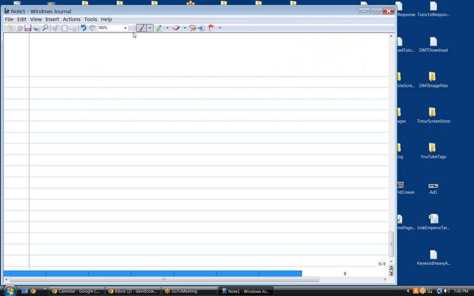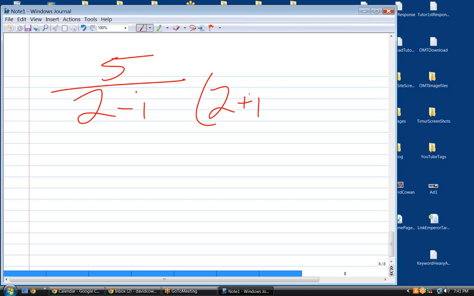What else you got, Mina? 5 over 2 minus i. What am I going to do with this? Multiply by 2 plus i, the conjugate. Make sure you say multiply top and bottom, because the only thing I'm really allowed to do to any fraction is multiply it by the number 1. Any other number changes its value. I can multiply it by 1, and I can make my 1 look like anything I want. So my 1 is going to look like 2 plus i over 2 plus i.